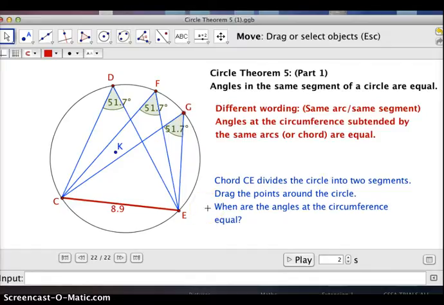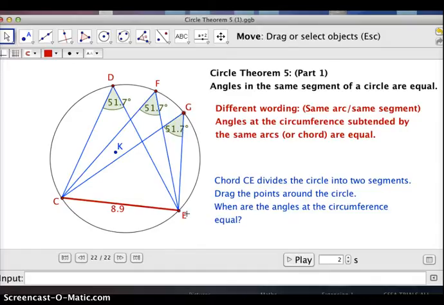So please write this one underneath the lines. Don't do it on the lines. So I want you to write, because you'll understand in a minute, angles in the same segment of a circle are equal. Different wording: angles at the circumference subtended by the same arc or chord are equal. I know we've got a chord for this question, but it would be the same as if it was subtended by the arc CE. So it could be subtended by chord CE, or those angles are subtended by arc CE.